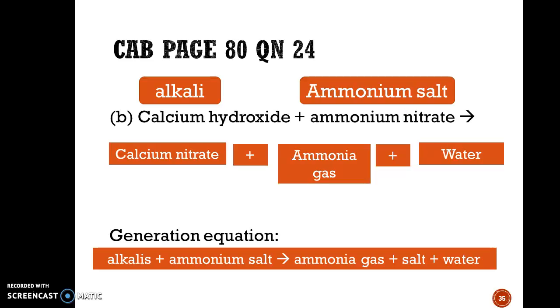Okay, so now I'm going to go through the answer. When calcium hydroxide reacts with ammonium nitrate, the calcium, the alkaline, the name will come first. Then nitrate from the ammonium salt, and then plus ammonia gas plus water.